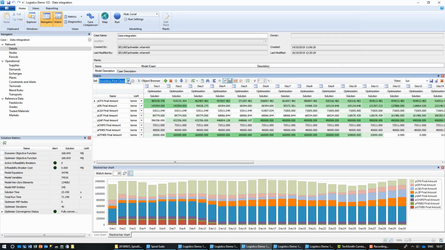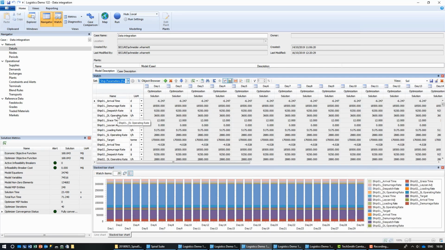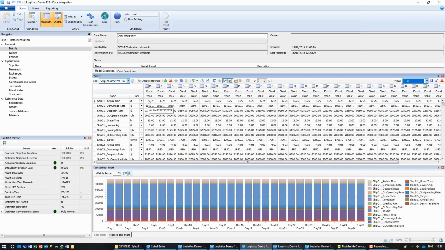After the planner or scheduler has reviewed the results, they would most likely like to make some changes and rerun the optimization. For example, it could be that one of the ships must start later because its arrival time might have been delayed. So on the other parameters page, we can see ship 1's arrival time was 6 days ago, but suppose that ship was delayed. We set it to arrive in 4 days' time into the planning period.